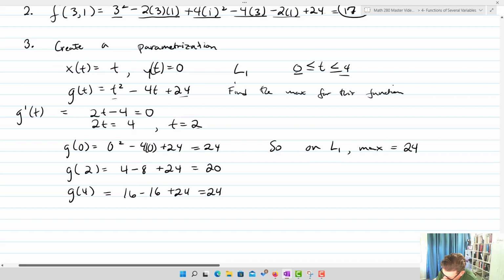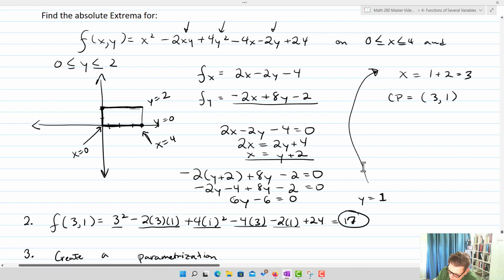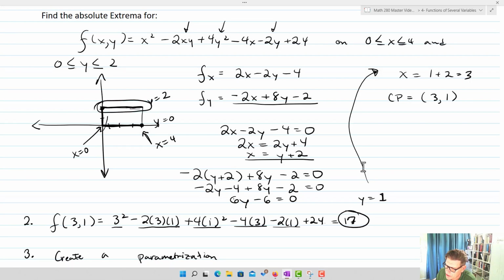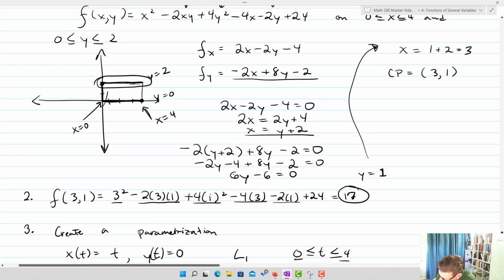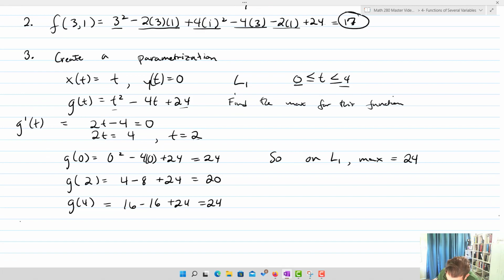Let's do a second parameterization now, in order to do the second line on this boundary. So we look here and see that was one of the lines. The second line, let's take, for example, y equals 2. So we'll have y of t equal 2, and x of t equal t. So line 2 now has y of t equals 2 and x of t equals t.